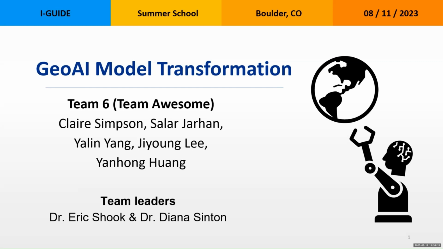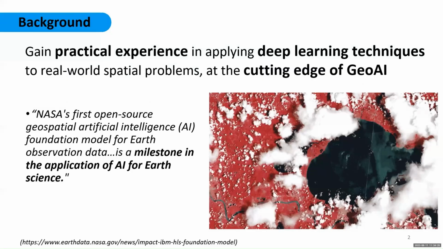We are Team 6, and we're really excited to talk to you all about GeoAI models and our work this week. We all came into this week hoping to gain practical experience in applying deep learning technologies to real-world spatial problems. We all have a variety of backgrounds, but we're all pretty excited to be on the cutting edge of GeoAI. And luckily for us, IBM and NASA just released their first open source geospatial AI model a week ago. So this is a foundational model for Earth observation data. And in the remote sensing community, this is pretty groundbreaking.